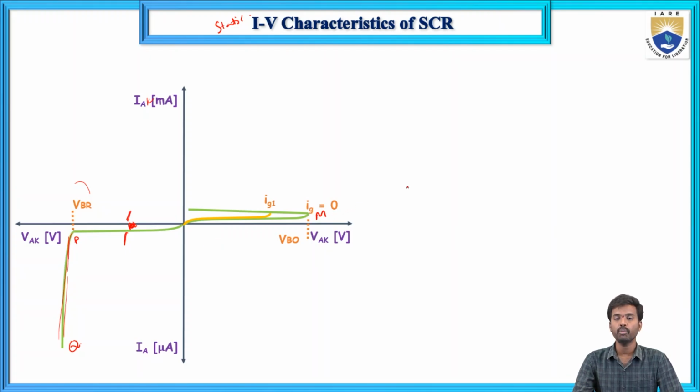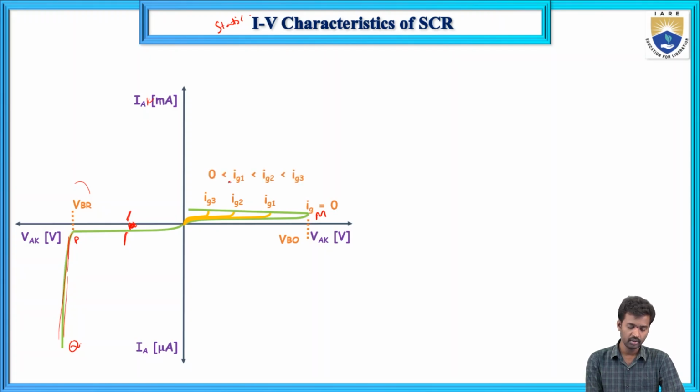Now when you give a gate pulse to the gate drive, the thyristor triggers early, going from forward blocking mode to forward conduction mode earlier. So as you increase the gate current, the SCR goes from forward blocking mode to forward conduction mode earlier. Here, zero is less than IG1, which is less than IG2, which is less than IG3. So current flows in the anode.